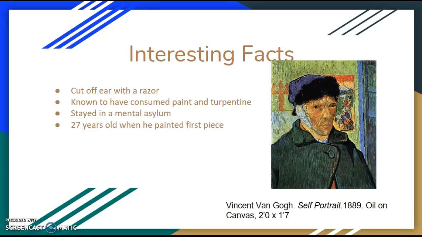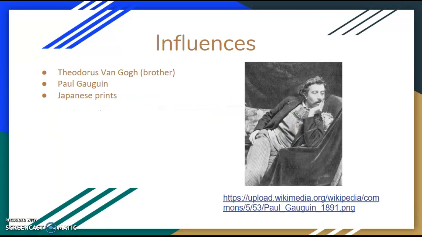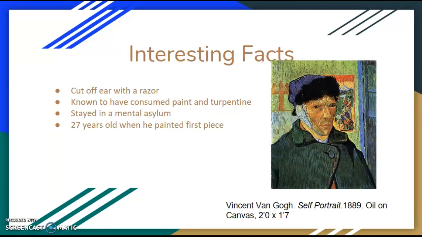Another interesting fact was that nobody knows if his best friend mentioned before, Paul Gauguin, was involved with cutting off his ear. It's also known that once he cut it off, he gave his ear to a prostitute and told her to keep it. So that's also an interesting fact about him. And that was my presentation.